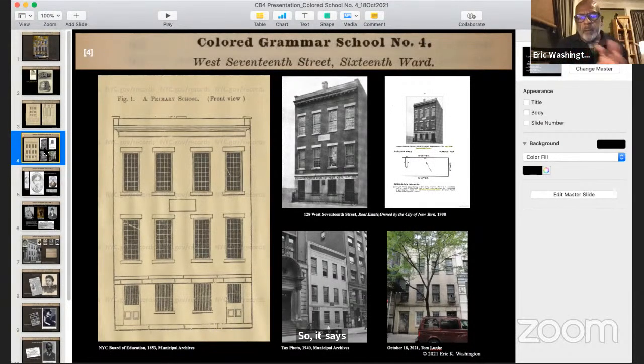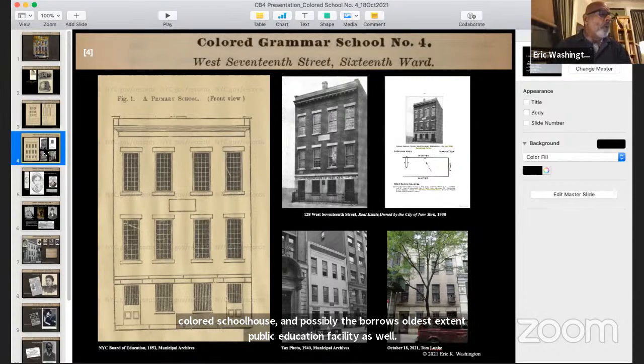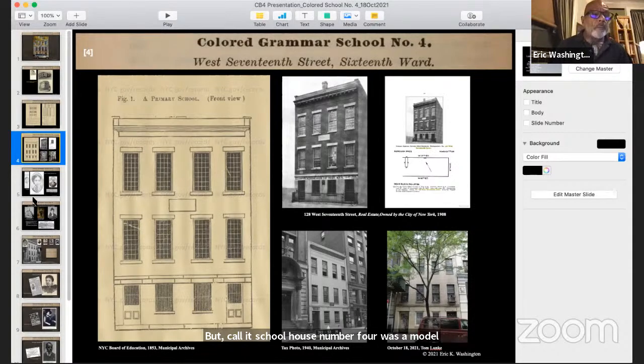Anyway, those are the comparison of the plan and how the building looked in various stages, 1908, 1940, and presently. To my knowledge, this is Manhattan's only surviving colored schoolhouse, and possibly the borough's oldest extant public education facility as well. But Colored Schoolhouse number 4 was a model school in other ways.